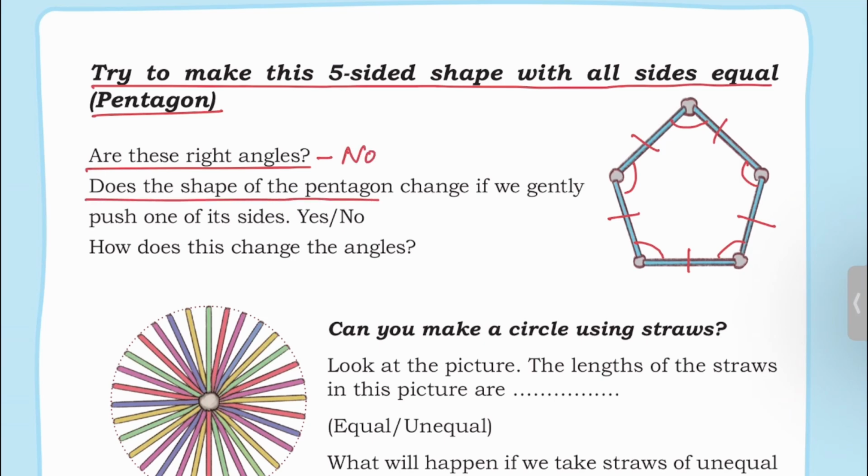Does the shape of the pentagon change if we gently push one of its sides? The answer is yes, except a triangle. All the shapes having more than three sides change their shape when one of their sides is gently pushed. How does this change the angles? Some of these angles will become acute and some will become right angles or obtuse angles.